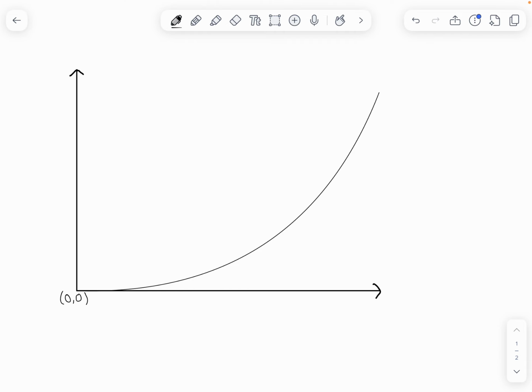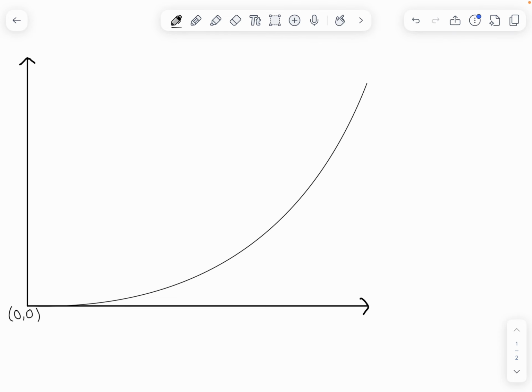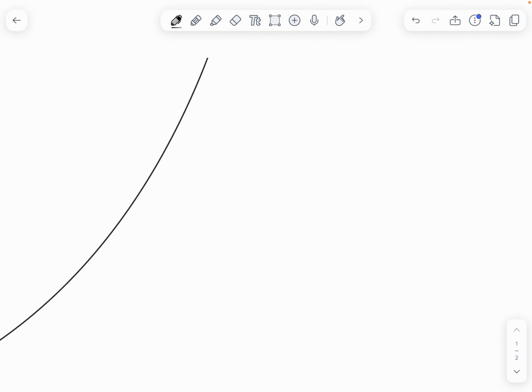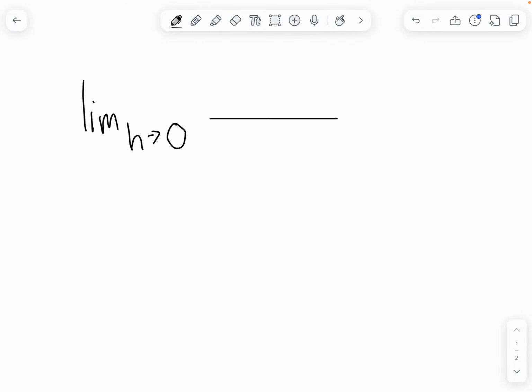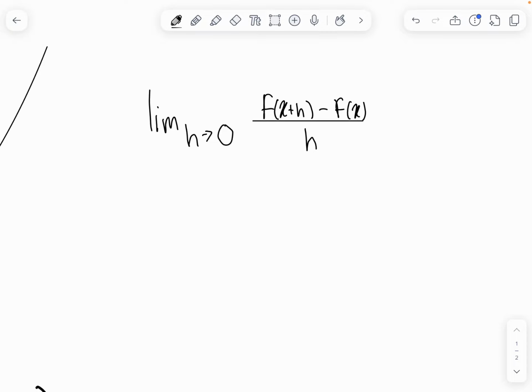Well, first, let's identify what the derivative formula or representation is. A derivative is represented by the limit of h approaching 0 of f of x plus h minus f of x over h. Okay, and now what does this actually mean?